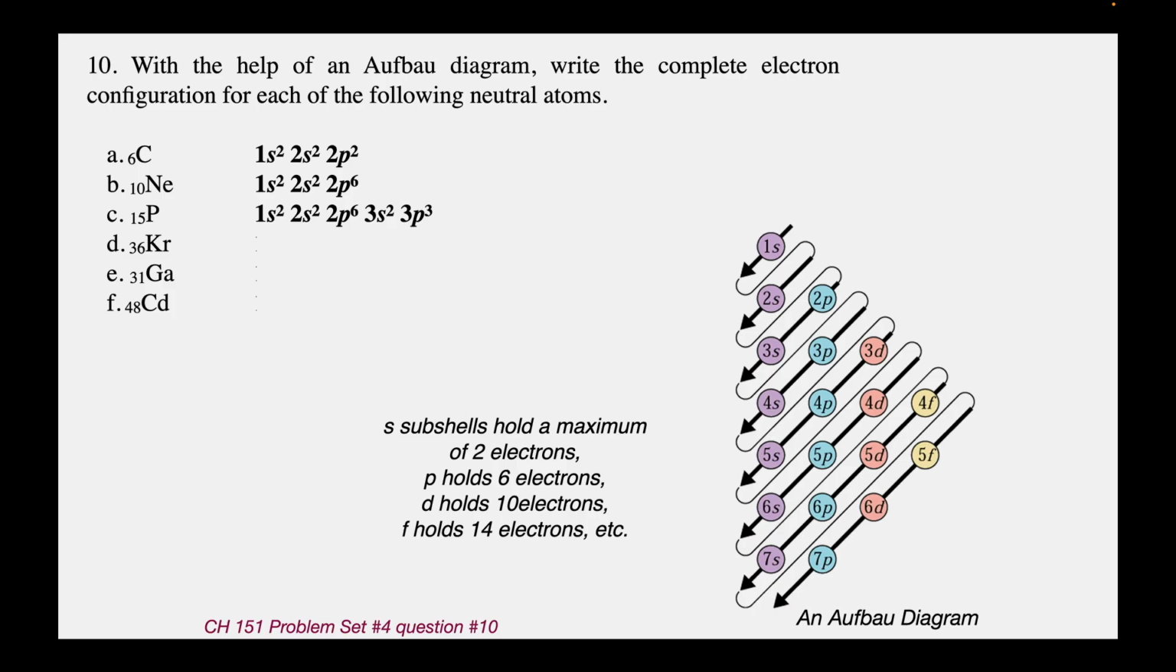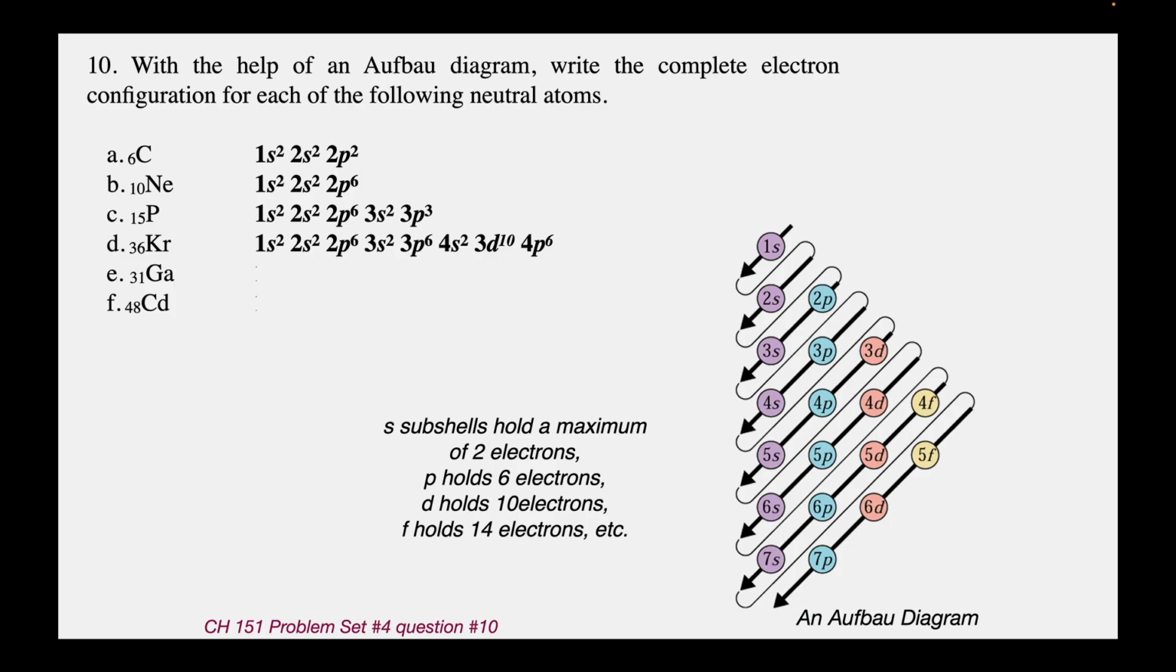Then we go to 3d. Now this is the first time we've seen a d in this problem, but d's hold 10, so that would hold 3d10, and we're still just 6 short, so those last 6 electrons will go in the 4p orbital, so that would be 4p6. So all of this together would be 1s2, 2s2, 2p6, that's the neon core from before, 3s2, 3p6, that gets us to argon, and then finally 4s2, 3d10, 4p6 would be the electron configuration for krypton.